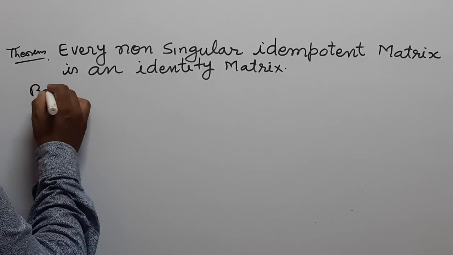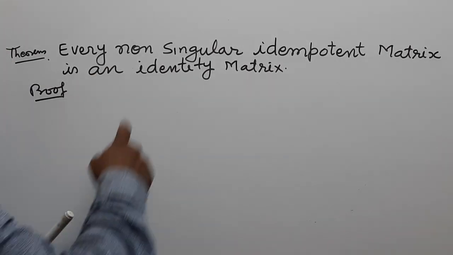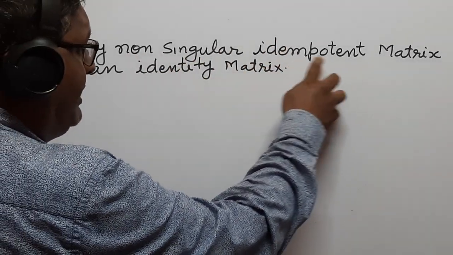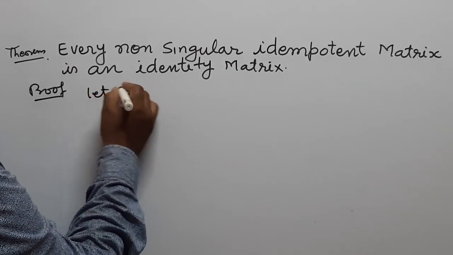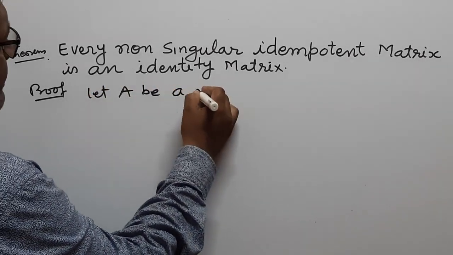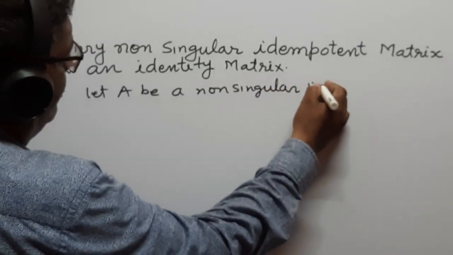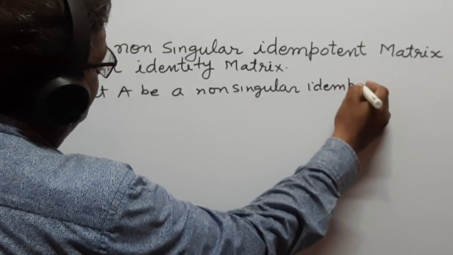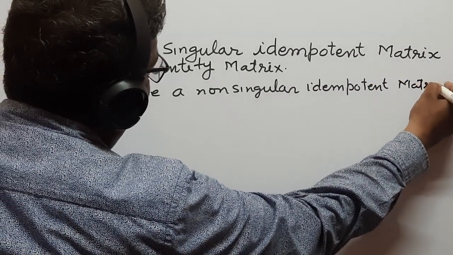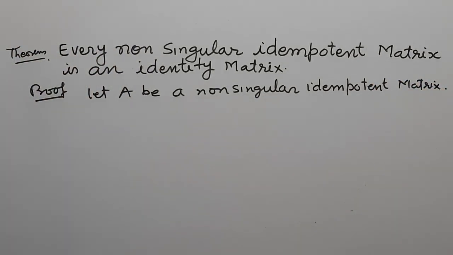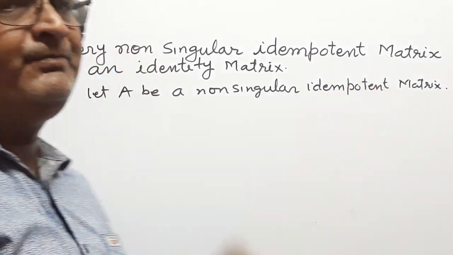So first we see here what is given. Given: non-singular idempotent matrix. So let us suppose that A be a non-singular idempotent matrix. Let us suppose that capital A be a non-singular idempotent matrix.